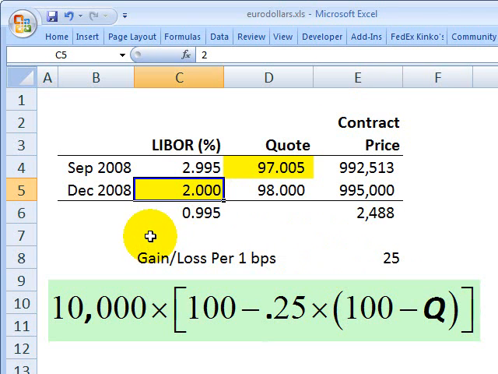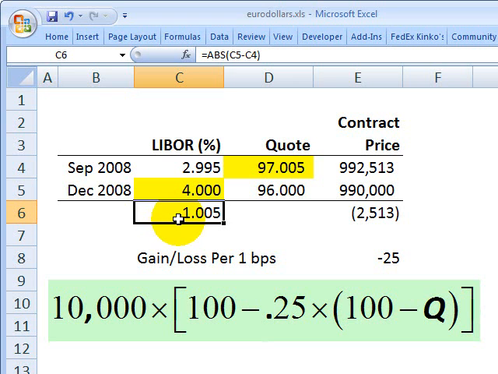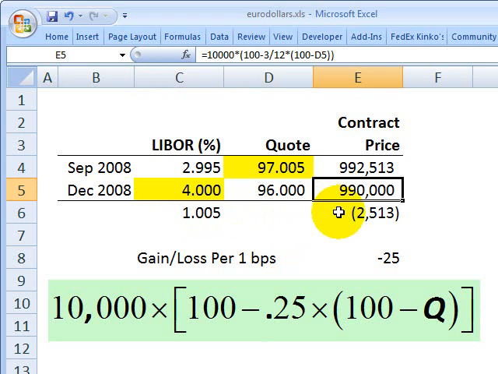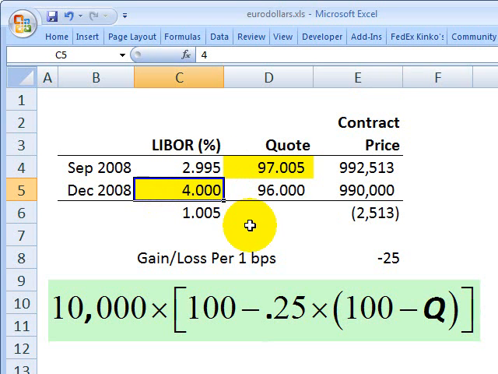Similarly, let's imagine that the LIBOR instead went up to 4%, in which case the LIBOR increased by about 100 basis points. Well, my quote on a mark-to-market basis goes down, my contract price goes down to $990,000, and in this case, I lose about $2,500, or $25 per each of the 100 basis points that the LIBOR increased. I locked in a 3% LIBOR, and LIBOR went up. So that's the basic mechanics of the Eurodollar futures contract. This is David Harper, the Bionic Turtle. Thanks for your time.